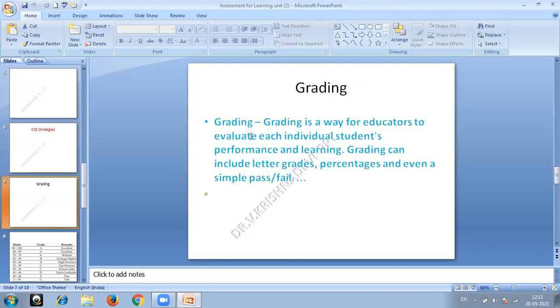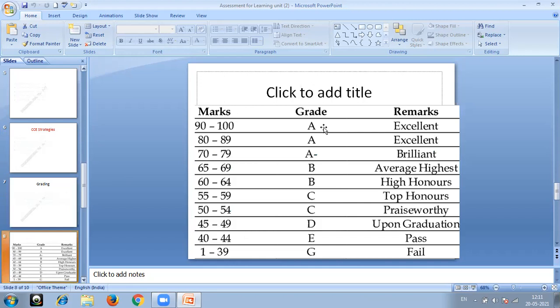And the next one is grading. Grading is a way for educators to evaluate each individual student's performance and learning. Grading can include letter grades, percentages, and even a simple pass or fail. A lot of schools and a lot of colleges follow this type of grade system and give remarks also. So it may vary from institution to institution.